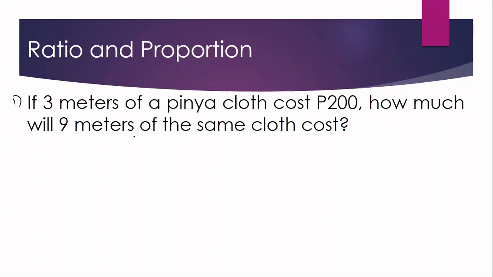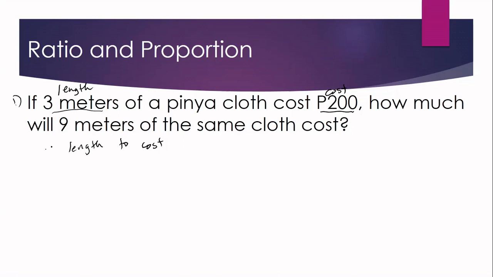If you have a problem like this, the first thing that you have to do is to identify the ratio of the two quantities, or identify the quantities indicated in the problem. As you can see here, 3 meters refers to the length of the cloth. Now, 200 pesos here refers to the cost of the cloth. So your ratio is either the ratio of length to cost or the other way around, the ratio of cost to length. But let us use the ratio of length to cost.